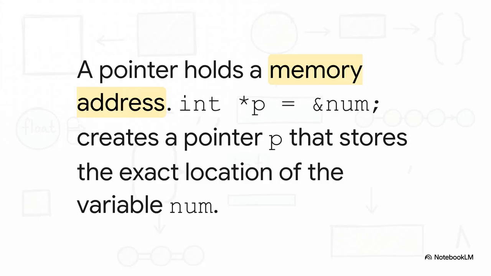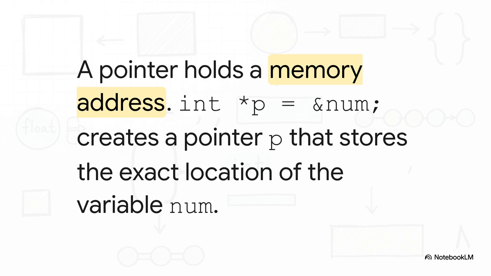Okay, now for the cool part. We create something called a pointer. Now, a pointer is just another variable, but with a twist. Instead of holding a value like 42, it holds a memory address. Think of it like a signpost that points to where our other variable lives. That ampersand symbol there, the &num part, that just means give me the address of num.